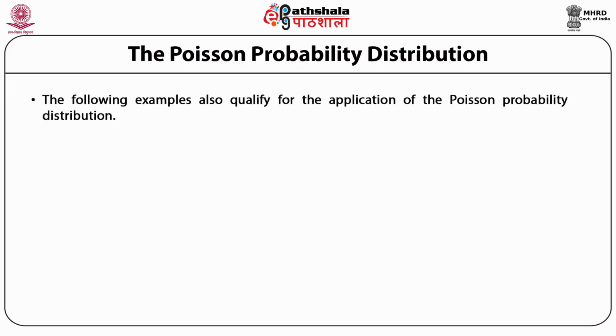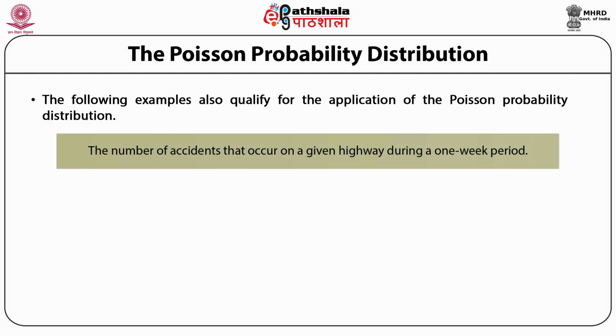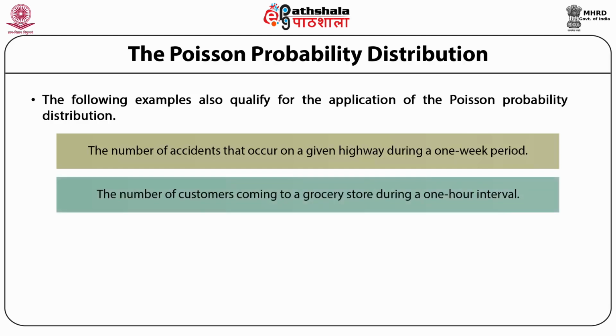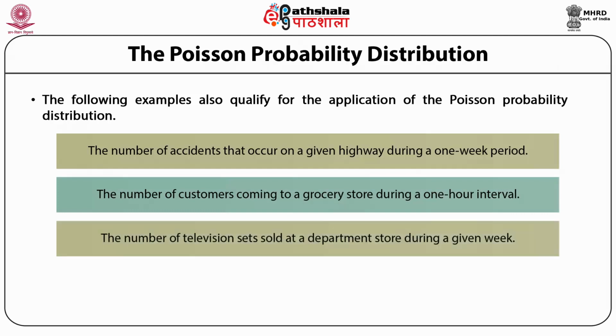The following examples also qualify for the application of the Poisson probability distribution. Number 1, the number of accidents that occur on a given highway during a 1-week period. The number of customers coming to a grocery store during a 1-hour interval. The number of television sets sold at a department store during a given week.